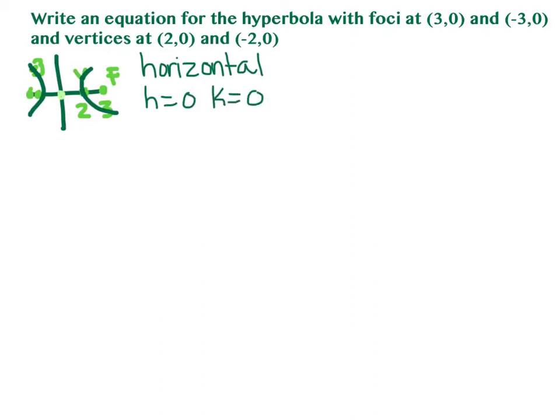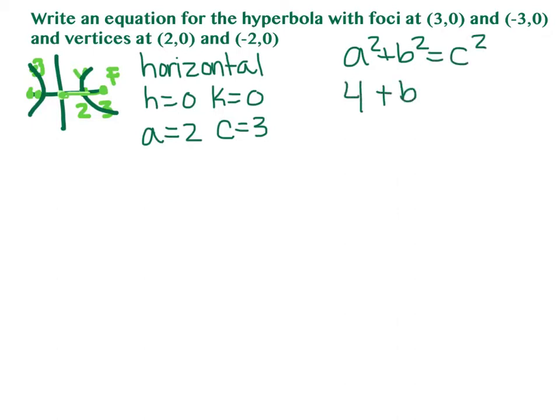A is always the distance from your center to your vertex, so your A is going to be 2 units. We don't know what B is, but C is always the distance from the center to a focus, so C is 3. The only other thing we need to write our equation is B. So we're going to use A squared plus B squared equals C squared, where A is 2, so we've got 4 plus B squared, and C is 3, so equals 9. That means that B squared equals 5, and B is the square root of 5.